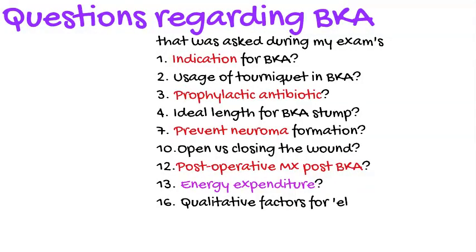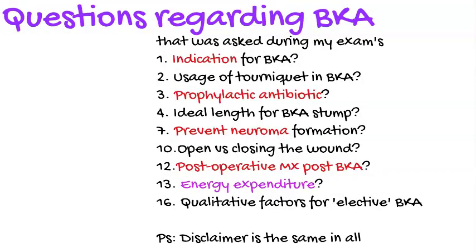Number 5 and 6 usually question regarding a surgical viva. Number 7, how do you prevent neuroma formation? Number 9, would you use radivac and why? Number 10, the choice between open versus closing the below knee amputation wound. Number 11, dressing for below knee amputation stump.